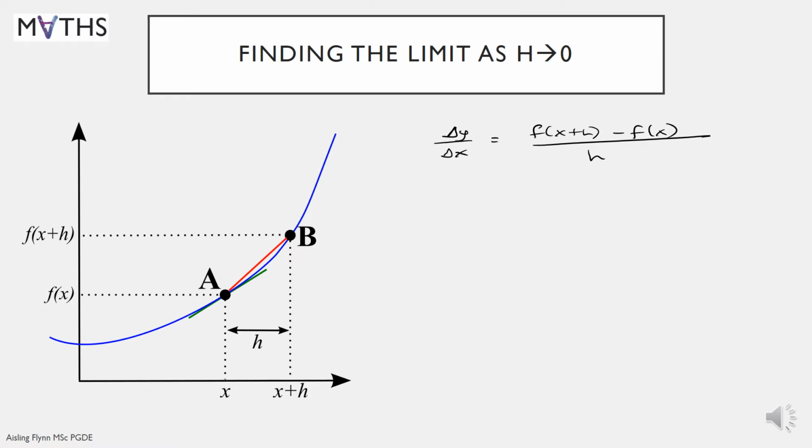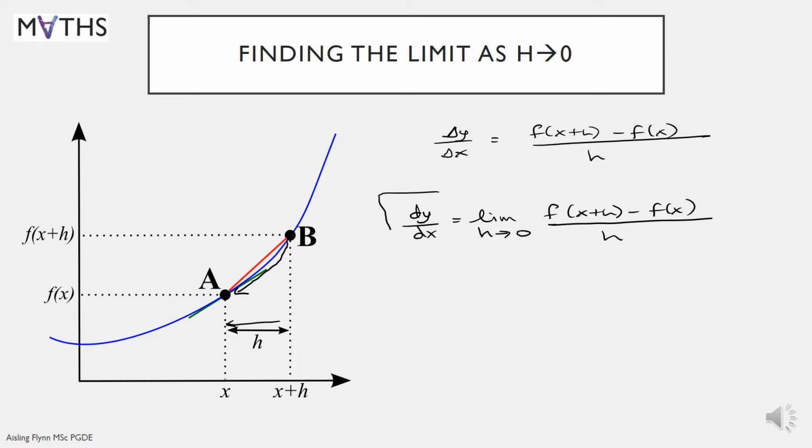And basically to change delta y over delta x to dy dx, it will be the limit as h goes to 0. So as point B goes back to point A, as h gets smaller and smaller, as x plus h goes back to x. So the limit as h goes to 0 of f of x plus h minus f of x over h. Alright, and this is the definition of our instantaneous rate of change.